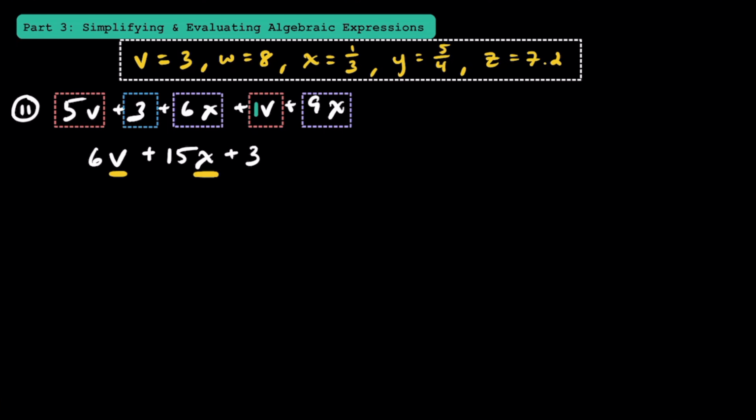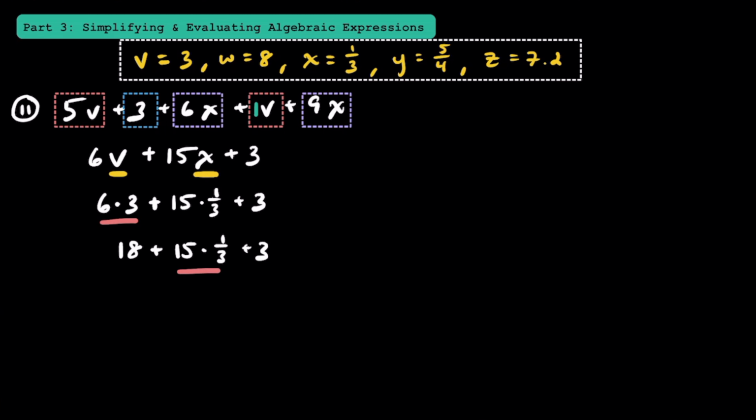V is equal to 3, so we have 6 times 3, plus x is equal to 1/3, so we have 15 times 1/3, and we have plus 3 at the end. Between the two multiplication problems, we'll go from left to right. 6 times 3 is equal to 18, so we'll have 18 plus 15 times 1/3, plus 3. Now let's multiply this 15 and 1/3 together. Multiplying 15 and 1/3, 15 is 15 over 1 times 1 over 3. This 3 and 15 can cross cancel to make a 5 and a 1.